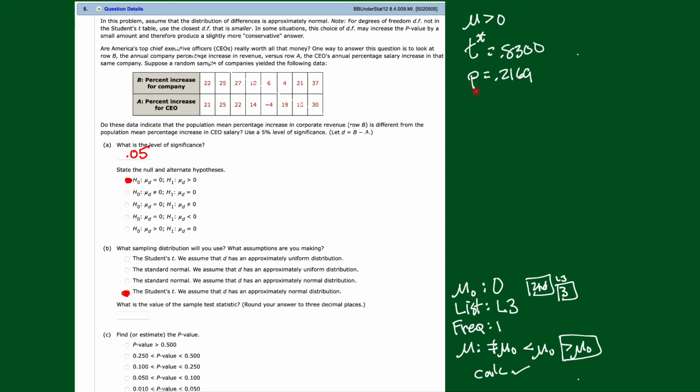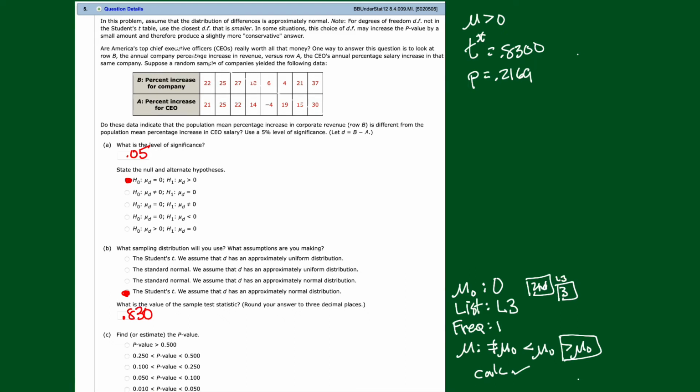But they do ask us for the p-value. All right, so what is the p-value here? Oh, no, they do ask us for, right down here, what is the value of the sample test statistic? That's this one right here. All right, so let's go with that. T-star is 0.83, round to 3 decimal places, 0.830.